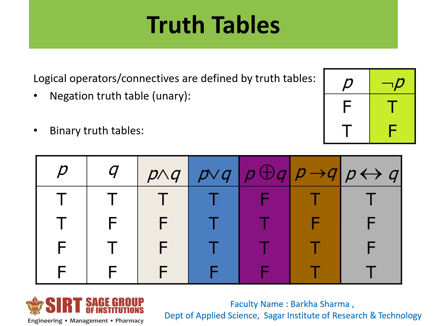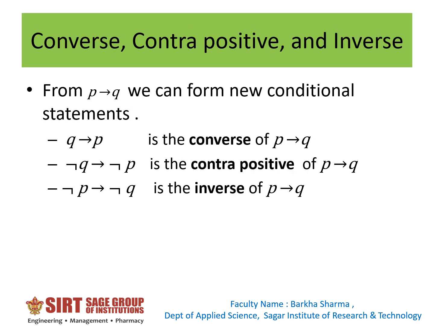The logical connective negation truth table is unary. Here the symbol is represented by negation, and the rest are binary truth tables. Here this is P and Q. It is called conjunction. P or Q is called disjunction. It is P implies Q, the conditional, and this is the biconditional. It is represented in a truth table.